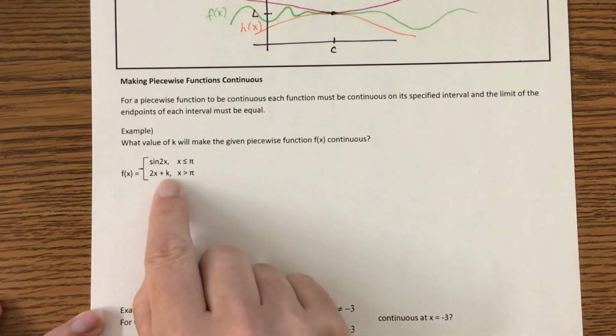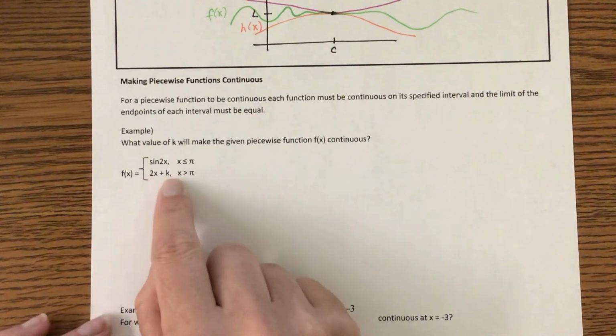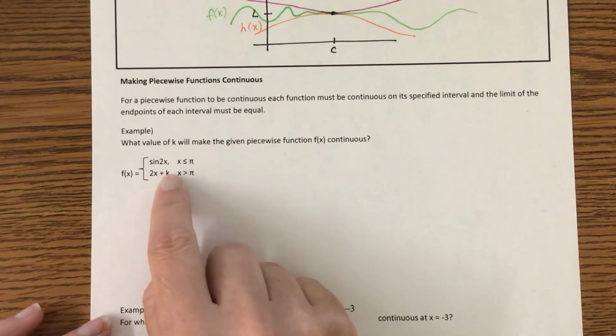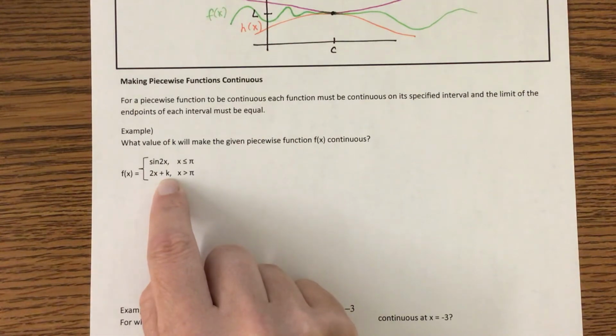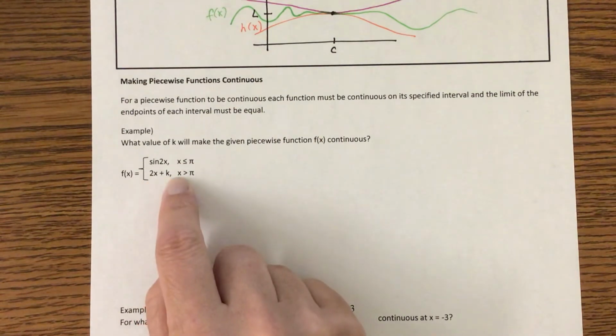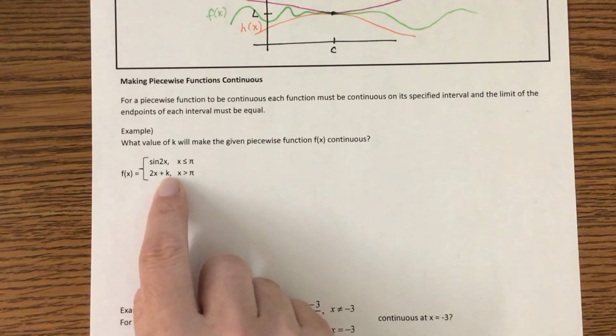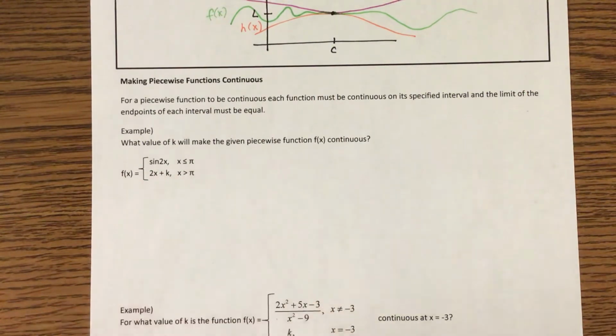2x plus k. So k is some kind of a constant. We just don't know what it is. This one's also continuous. Okay, k is definitely not like a variable. It's a specific number for this problem. We just don't know what it is yet. Okay, so 2x plus 1 is a straight line. We don't know what its y-intercept is, though. Straight lines or any polynomial functions are going to be continuous everywhere.